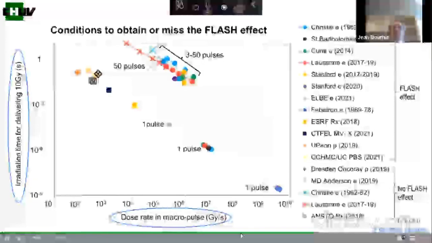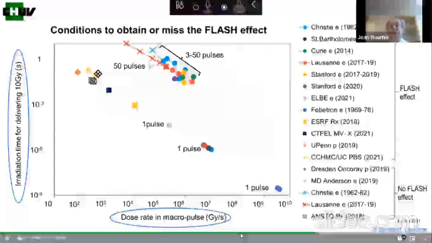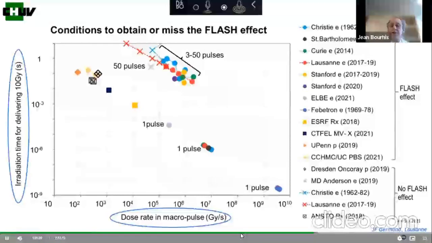And this is summarized in this complex graph where you see studies from all around the world, shown according to the dose rate in the pulse versus the overall treatment time for delivering 10 gray. And you see that when you are in these conditions here, or more on the right, down and on the right, you probably have a high probability to see the flash effect. On the other hand, if you go left and up, you miss the flash effect quite certainly.